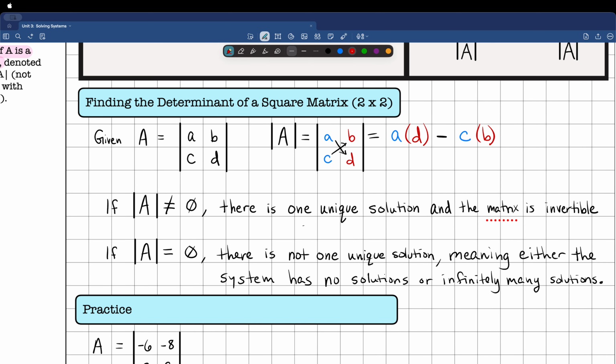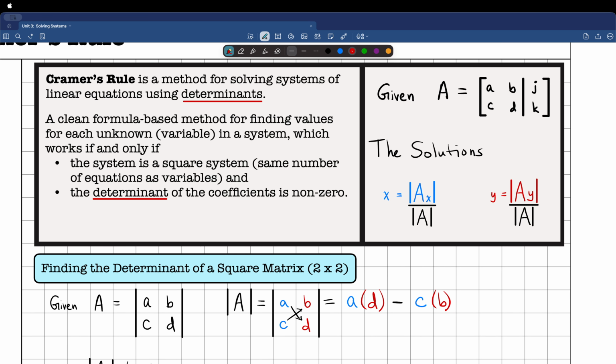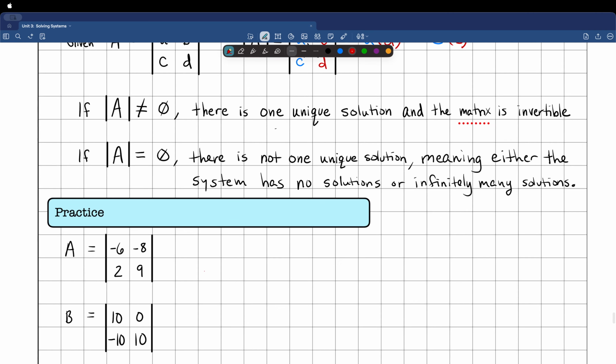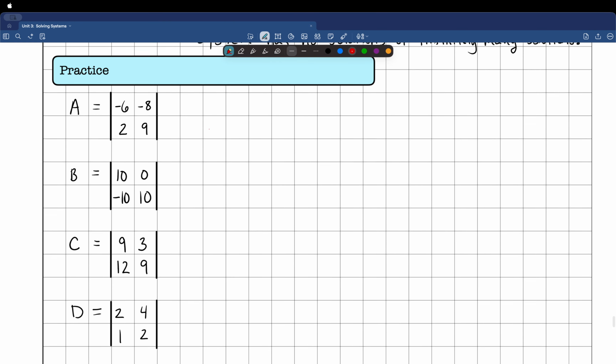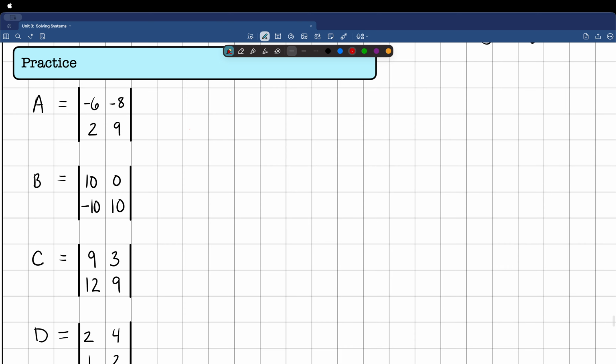If your determinant is zero, there is not one unique solution, meaning either the system has no solutions or there's infinitely many solutions. And so this comes back to the formula. If you're dividing by the determinant of A and your determinant of A is zero, you cannot divide by zero, so therefore there would not be a solution that we're going to find or a single solution. So let's go through some quick practices here. Here I've got four matrices. A, we're going to focus on the first one.